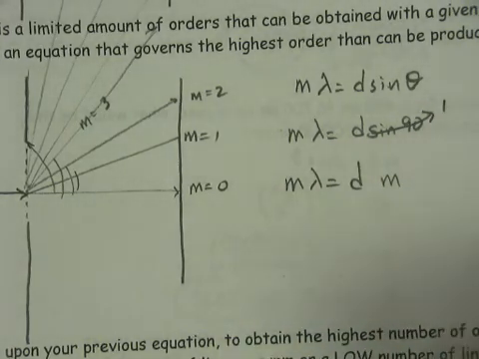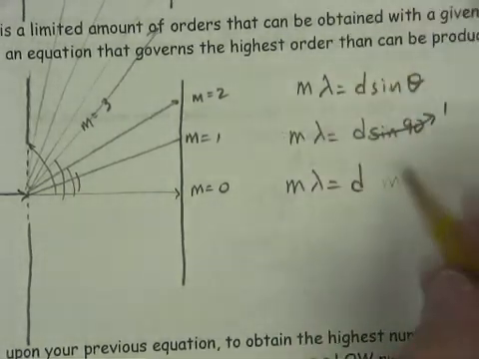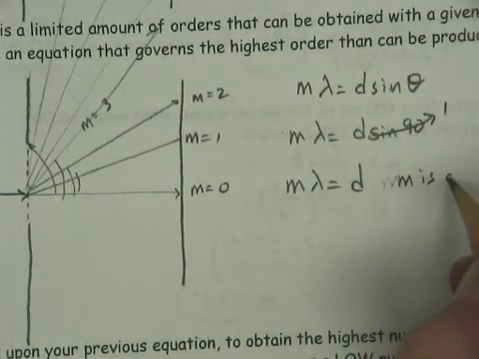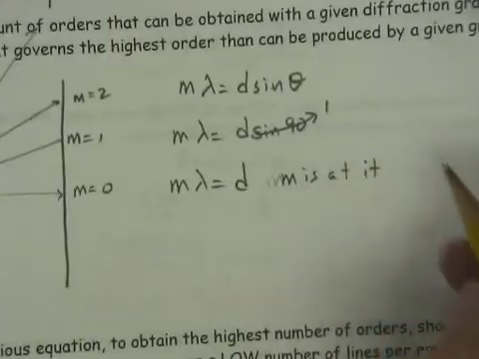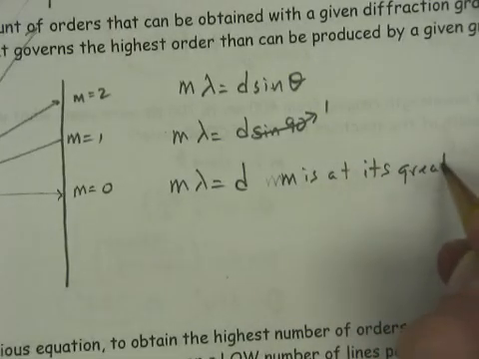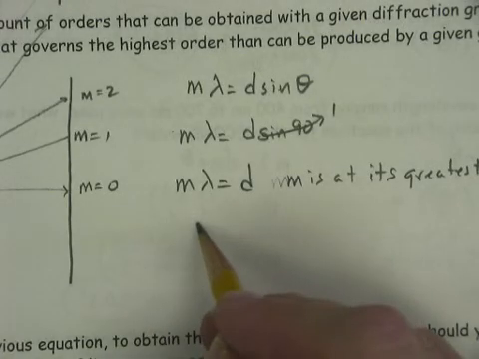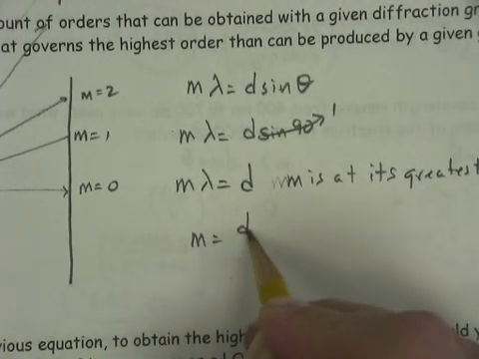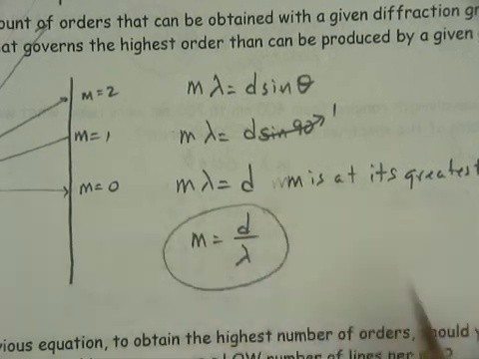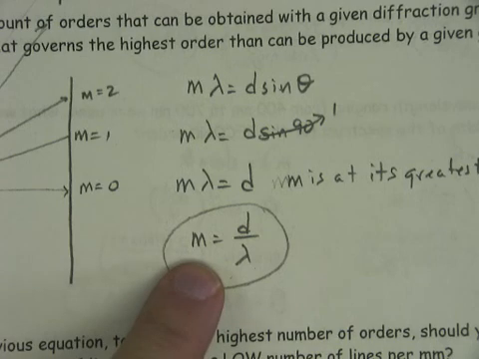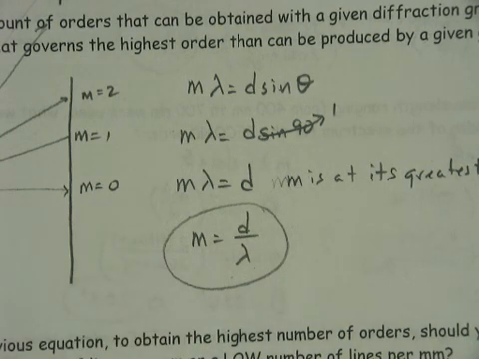That's when m is at its greatest. So if I solve, m then is going to be d over lambda. So there's the derivation. Simple equation. m equals d over lambda. This will be the biggest order that can possibly be captured on the screen. Anything more than that won't be captured on the screen.